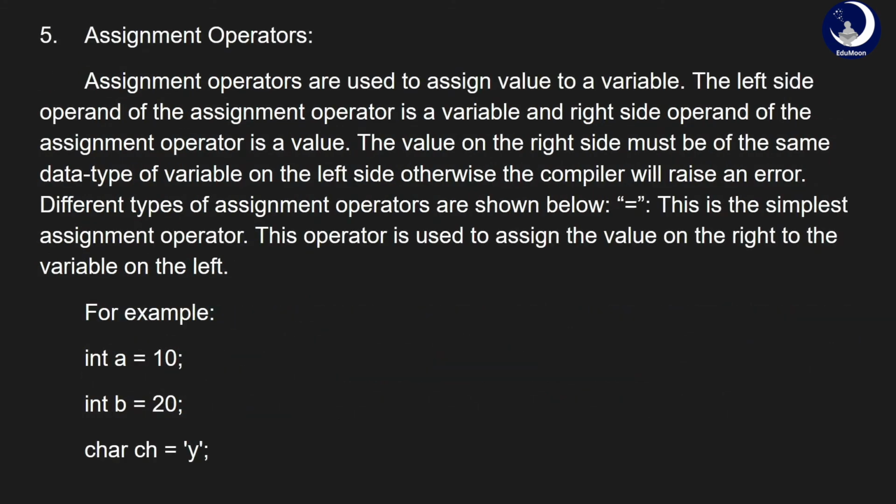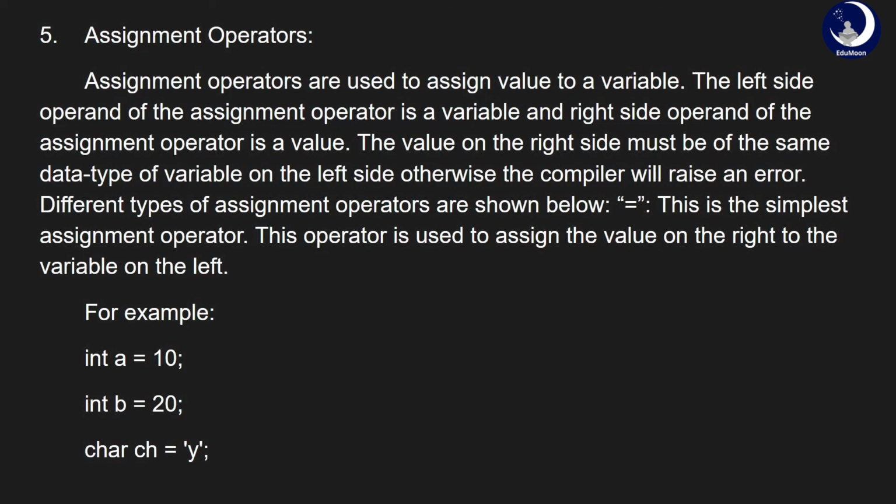Assignment operators. Assignment operators are used to assign value to a variable. The left side operand of the assignment operator is a variable and the right side operand of the assignment operator is a value. The value on the right side must be of the same data type as the variable on the left side. Otherwise, the compiler will raise an error. Different types of assignment operators are shown below.